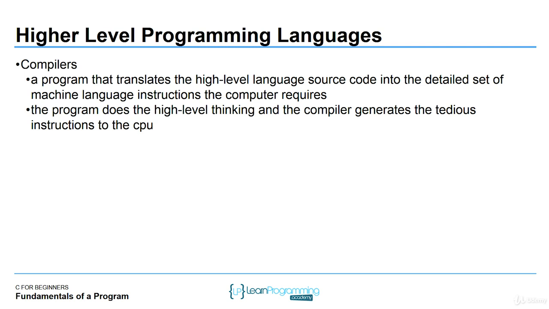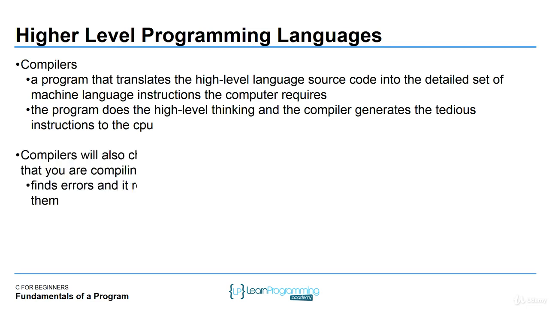We're going to write source code in a much higher-level abstract form, and then we're going to run a program called a compiler to convert that code into something that the CPU understands.